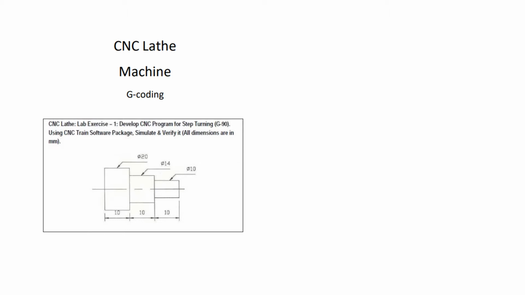So hi everyone, today we are going to discuss experiment 6, which is about CNC lathe machine G-coding. You can see over here we have an exercise, which is to develop a CNC program for this step turning process. In general, when we talk about lathe operation, we mean the turning process. Step turning is nothing but reducing the diameter of the workpiece in steps.